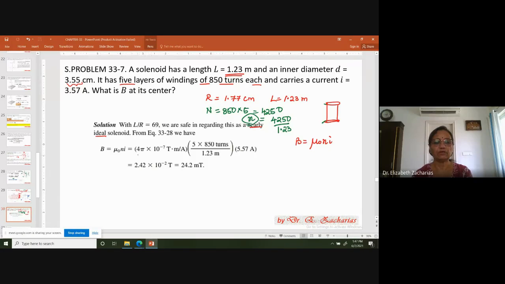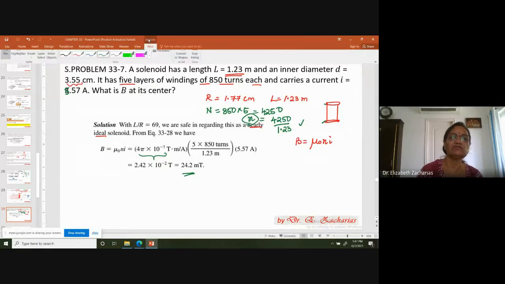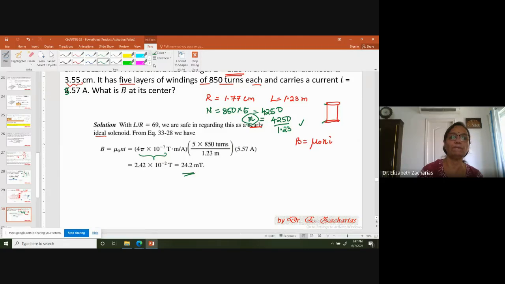So that will be the number of turns per unit length. Substitute mu naught is 4 pi into 10 to the power of minus 7, and then 5 into 850 divided by 1.23, which is what I showed you here, into the current. The current is 5.57 amperes. So you will get your magnetic field as 24.2 milli Tesla.